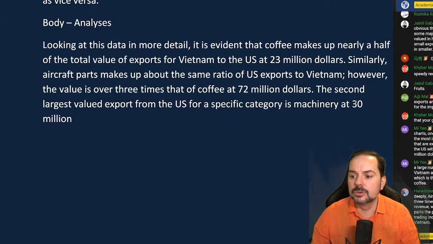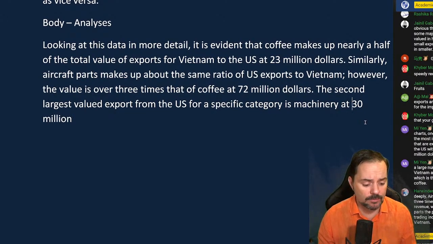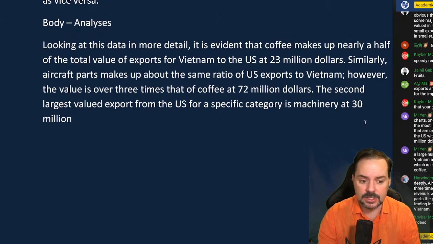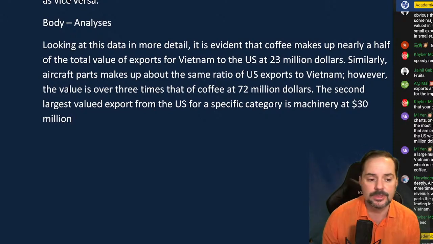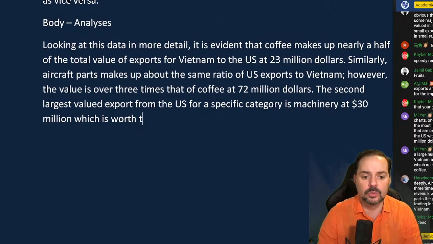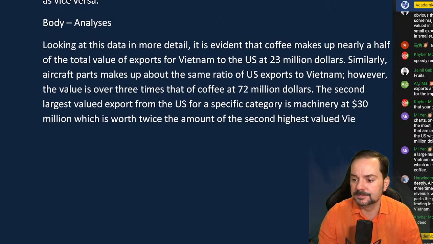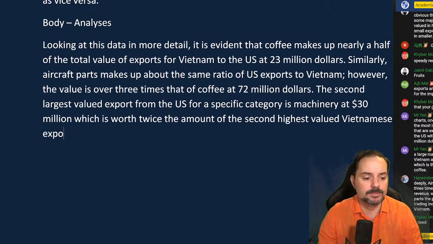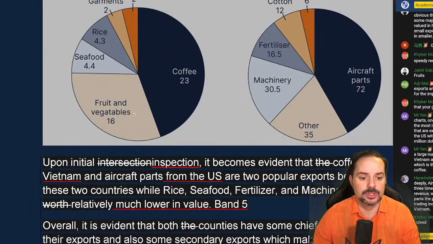Now here, students, when you're doing the IELTS exam, don't waste time writing the word dollars over and over again. What I would recommend is using the symbol for it, which is that right there. Use the symbol to make it shorter, at $30 million, which is worth twice the amount of the second highest valued Vietnamese export, and that is fruits and vegetables.